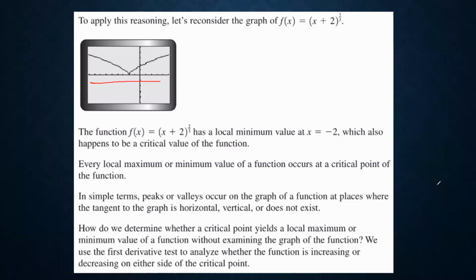How do we determine whether a critical point yields a local maximum or minimum value of a function without examining the graph of the function? We use the first derivative test to analyze whether the function is increasing or decreasing on either side of the critical point. Is it clear? Mhm.